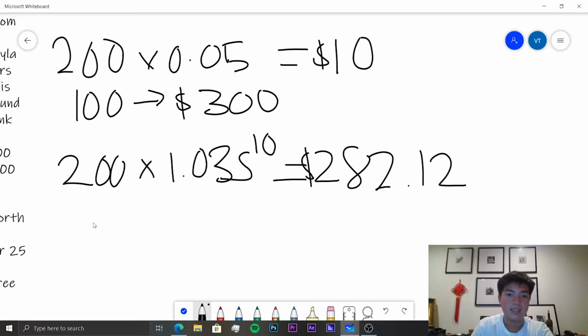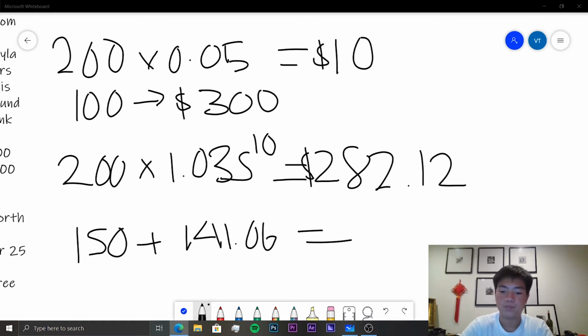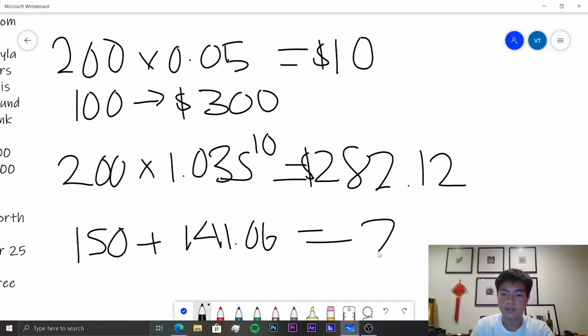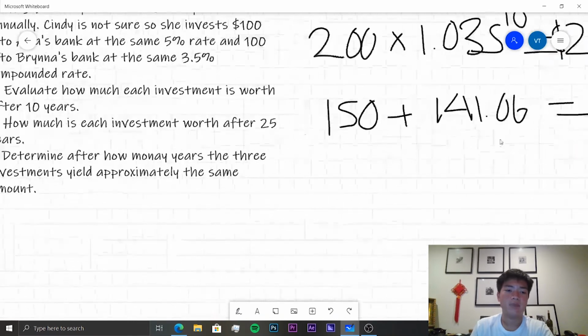And the last one, Cindy, well, here's a cheat. We can just divide both of these by 2. So her investment will be equal to 150 plus 141.06, which is equal to 291.06. And I think those should be the correct numbers. Let's just check: 300, 282, 291. Yep.